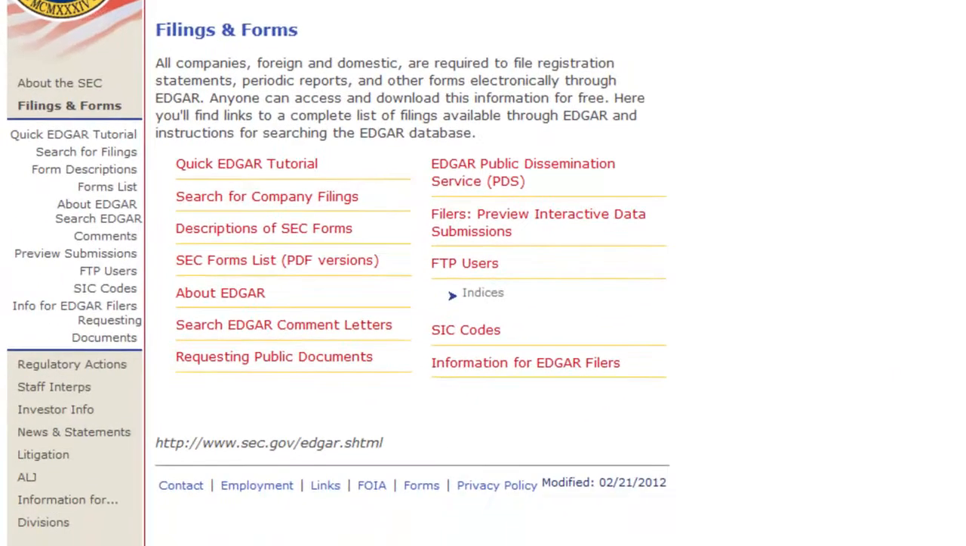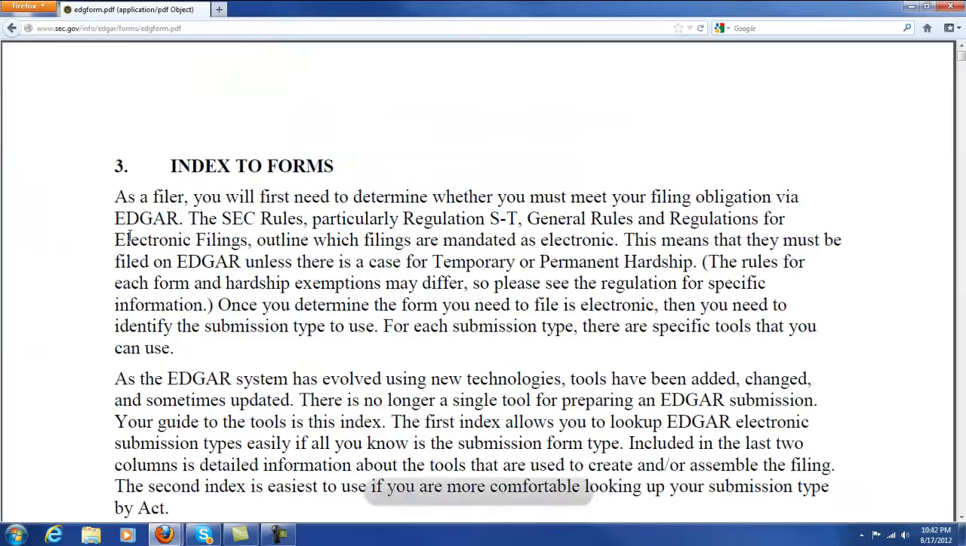For now, I'm going to skip over the search for company filings, because as I mentioned before, we will be spending most of our time there. And before we go there, I would like to show you other things that you can access here. The third option, description of SEC forms. When you click on it, it will take you to an 80-page-something PDF document that describes all the forms that can be filed with the SEC. Let's take a look.